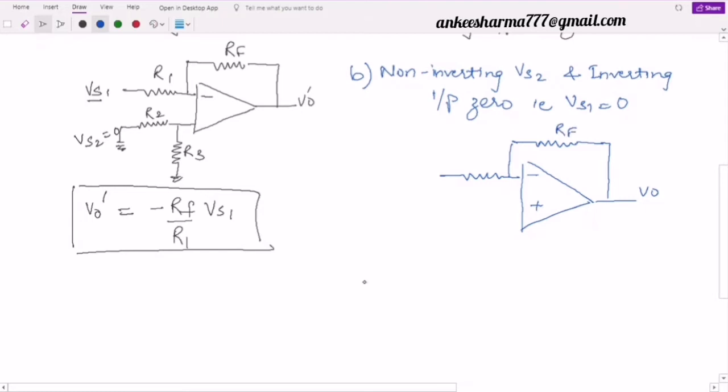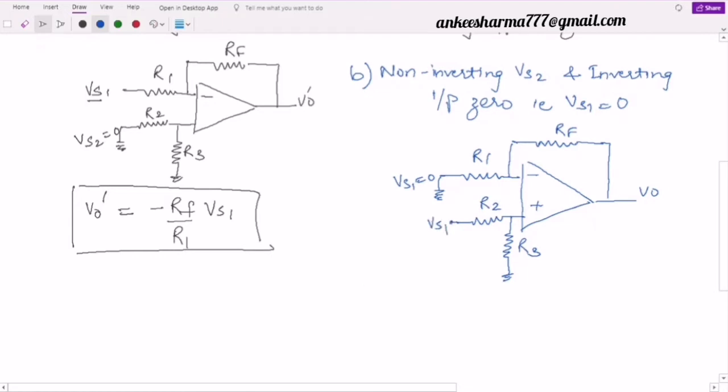This is RF, this is R1. This will be connected to ground now because VS1 is equal to 0 in this case. And if I look at the second one, these are the two resistors. This is R3, this is R2, and this voltage source here is VS1, which I am taking.